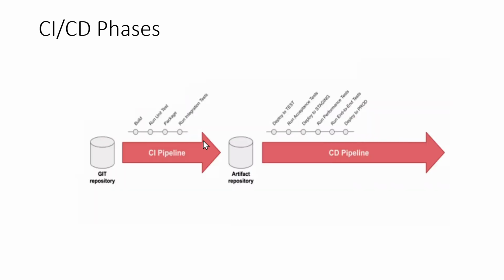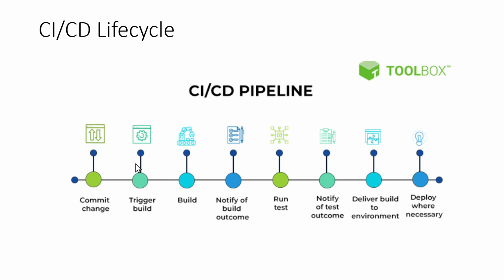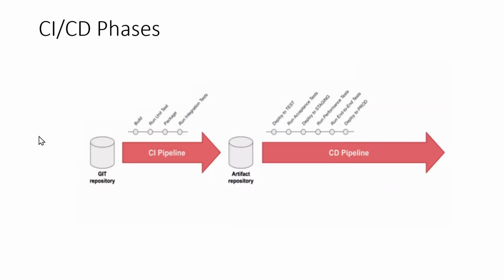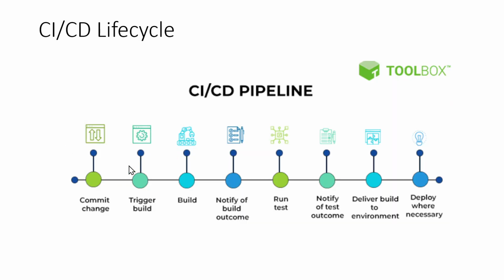I have just explained the same thing, but from a different aspect. I just mentioned that we have a developer here who is going to come in. This is the detailed visual version. Initially the developer commits the changes, the trigger happens automatically, and once the trigger happens, the software or the code runs. Then it notifies of the build outcome, whether it is successful or there is an error.